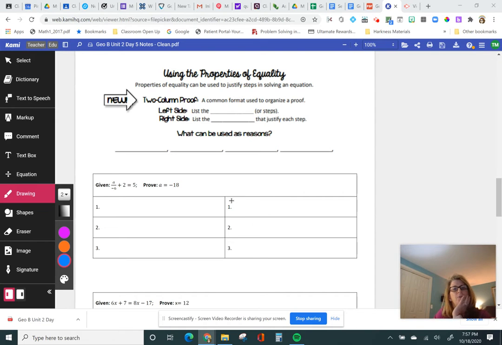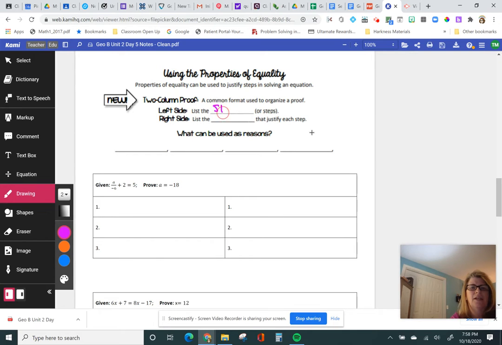So a two-column proof is just how we organize our thinking. It's very common in geometry to use a two-column proof. There's also paragraph proofs, but we probably won't get into those very often. So a two-column proof has a left side and a right side, and the left side is used for statements.